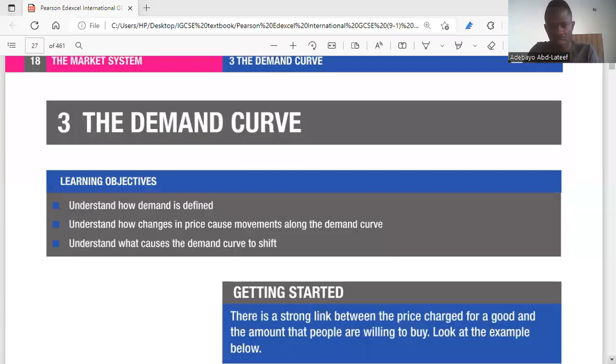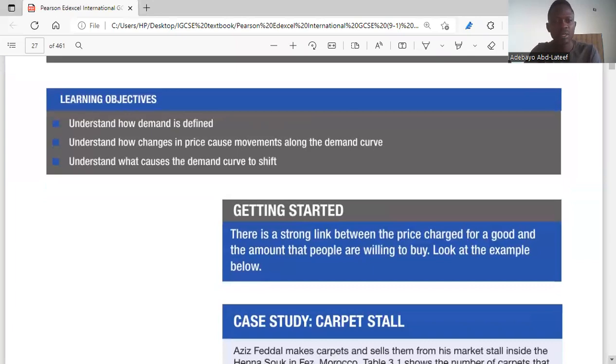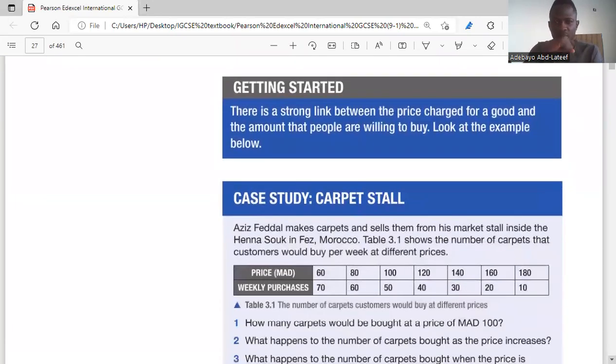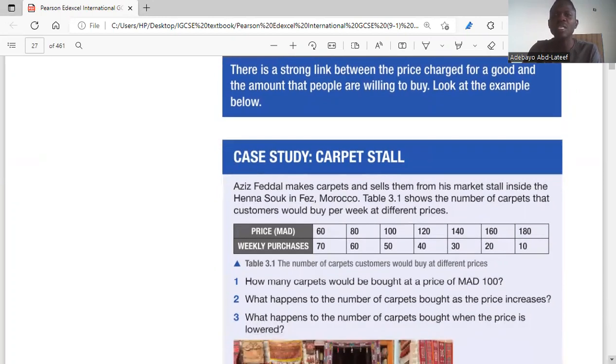Go to chapter 3, demand curve. So getting started. There's a strong link between the price charged for a good and the amount the people are willing to buy. Look at the example below. So what they are basically saying is that there's always a relationship between the price of a product and the quantity demanded for such products. That is the first point.